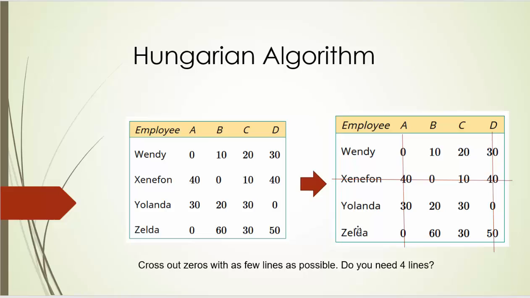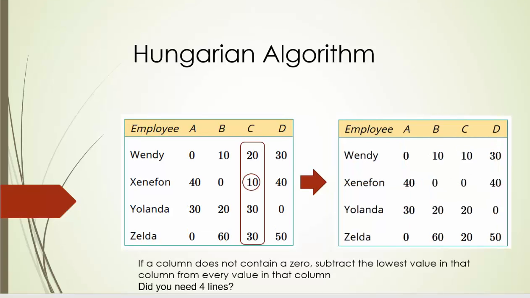Remember that table on the left? We're going to continue and do something else with it. This time we look at it column by column. Are there any columns with so far no zeros? Well, column C has got no zeros in it at the moment. Smallest value in column C is 10. So we take, in this case, 10 from each entry in column C. So column C goes from 20, 10, 30, 30 to 10, 0, 20, 20.